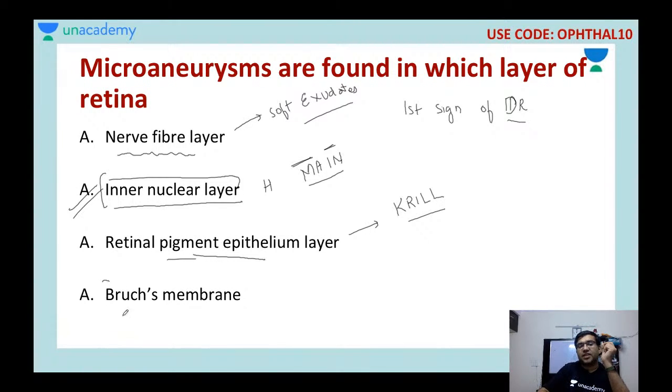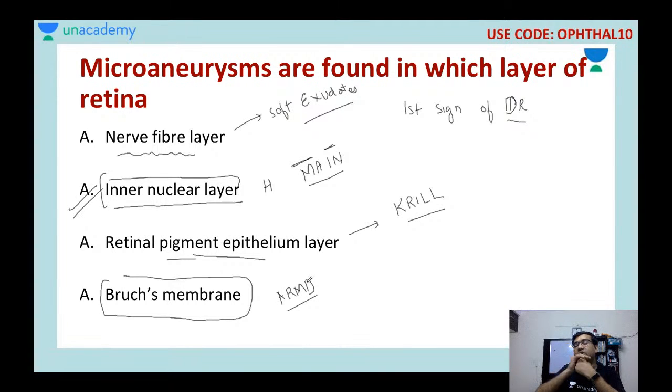Bruch membrane is involved whenever we have ARMD, okay, whether it is dry ARMD or wet ARMD. In wet ARMD, the new vessels are formed in the lowest part of the RPE and in the topmost part of the choroid, which is called the Bruch membrane. So remember, Bruch membrane is the layer of the choroid which is in touch with the retinal pigment epithelium. Okay.